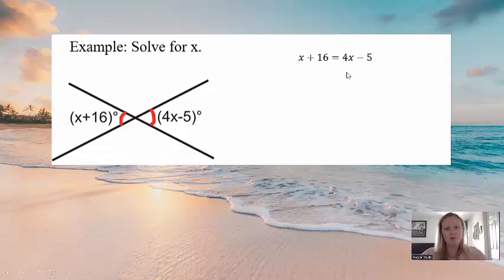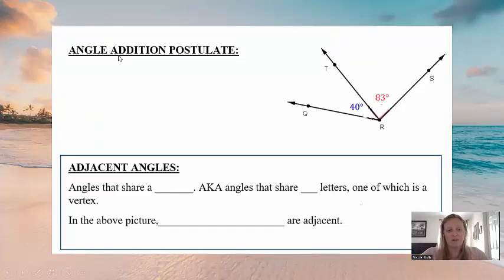So take you back to your Algebra 1 days again. I like to do 2 steps in one, so we're going to subtract x from one side, and then we're going to add 5 to the other, and then divide both sides by 3, and we'll find out that x equals 7. The next thing we have to talk about is what's called the angle addition postulate.